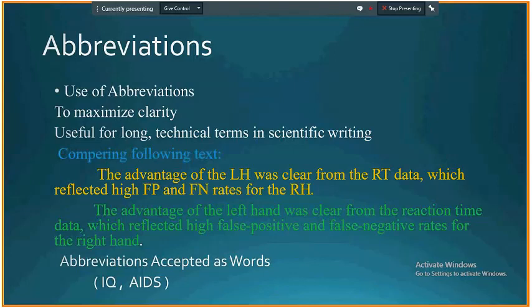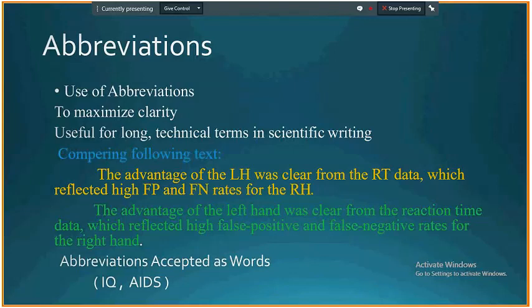So from this slide we can also understand some of the famous abbreviations. For example, WHO, IQ, and like that. Such abbreviations can be used to make a sentence short. So we can use abbreviation in the writing; the advantage of LH and RH is written in this form. Can we write in this form also? Instead of the second sentence, we can write the first sentence, isn't it? Yes, sir. This is my understanding.